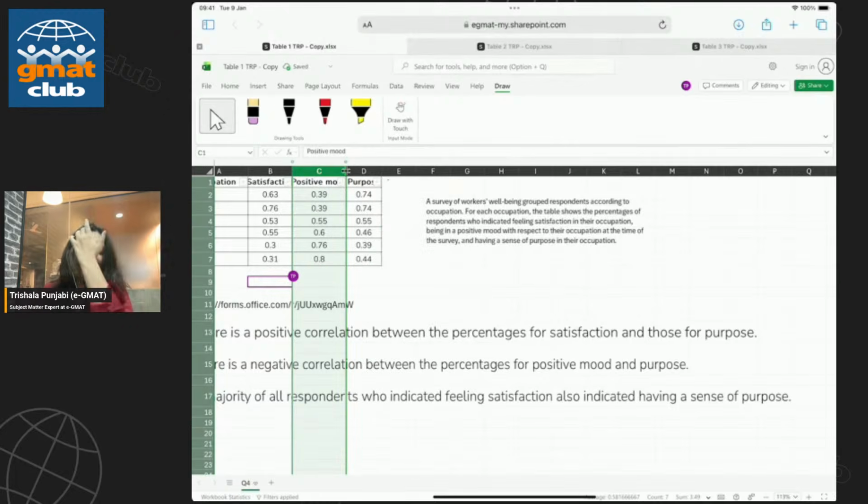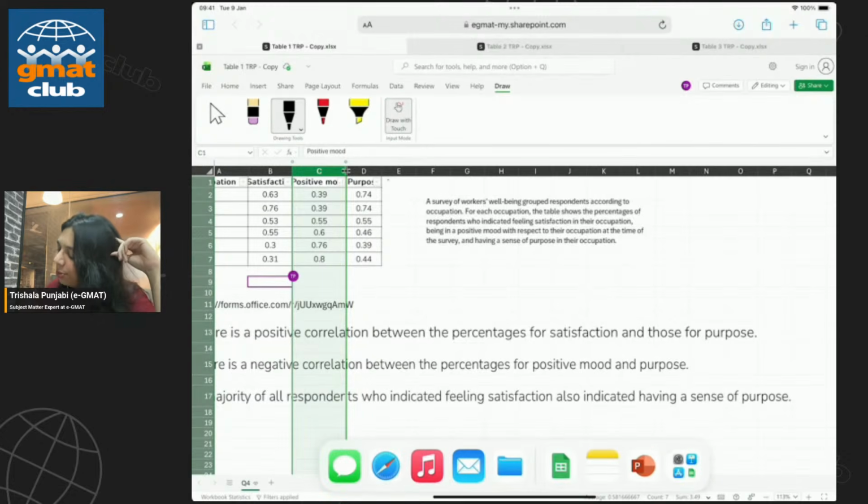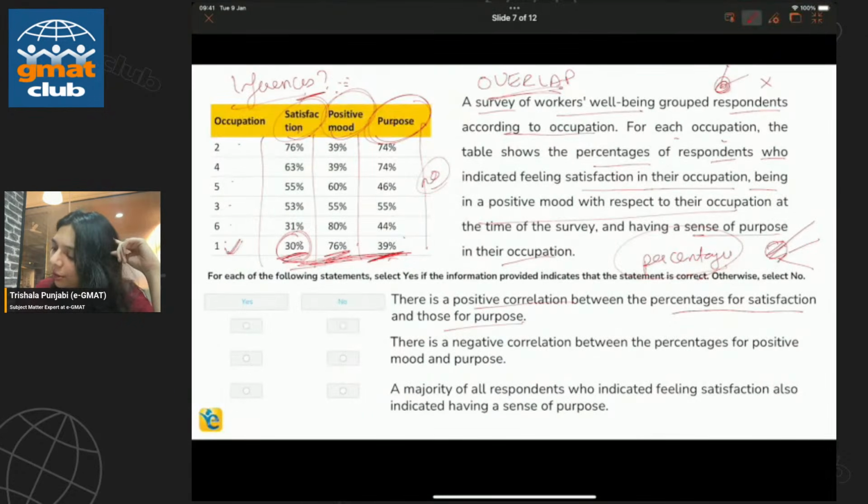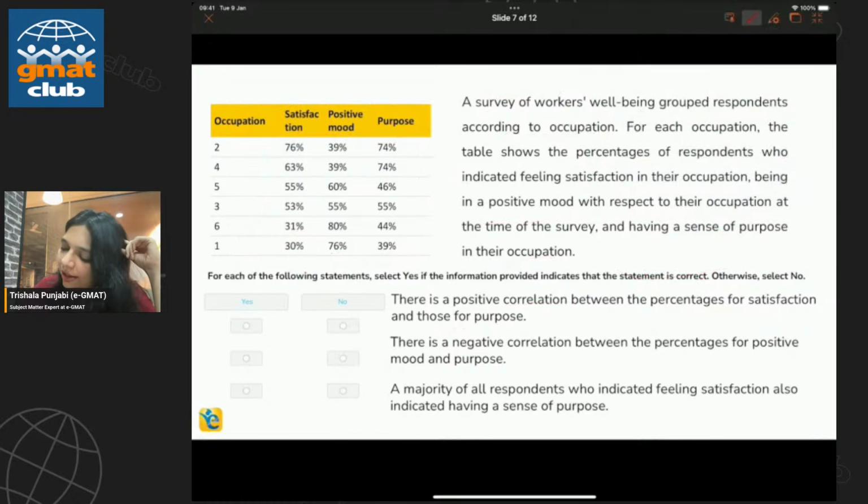Okay, great. Here we also sorted this in ascending order, so it is going from lowest to greatest. So what am I supposed to find? Percentage for positive mood and purpose. As the positive mood is increasing, what is happening to the purpose? It is decreasing. The purpose started at 0.74, but it is decreasing to 0.44. Let me just show you with this.